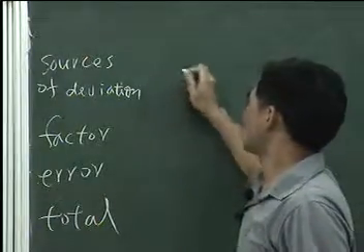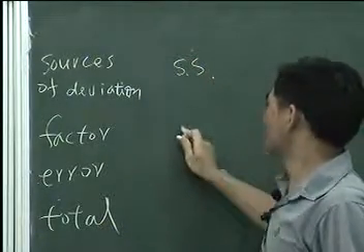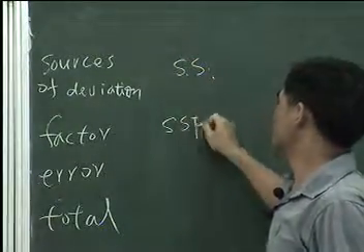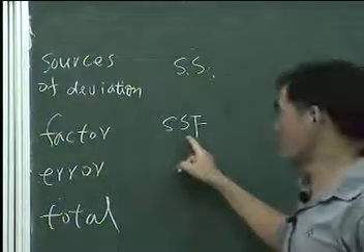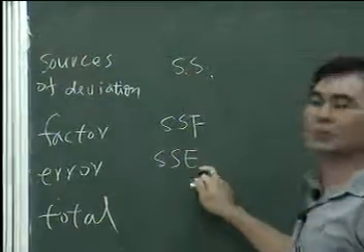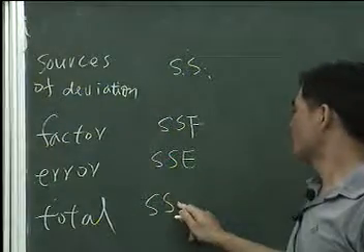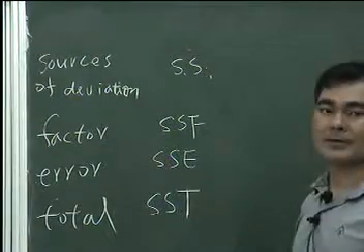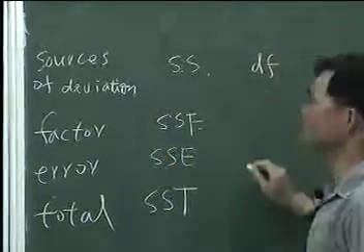And then the second part is the sum of square, okay? Sum of square due to factors, the sum of square of the deviation due to factors. And this one is sum of square of deviation due to error. And this is sum of square of deviation total, okay? And then the next part is degrees of freedom, right?